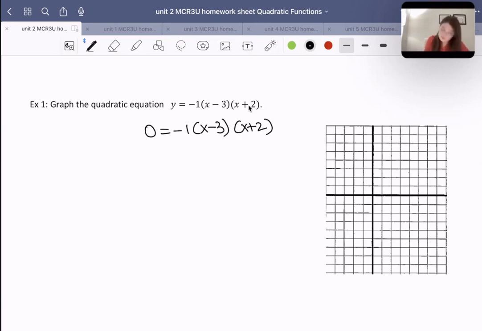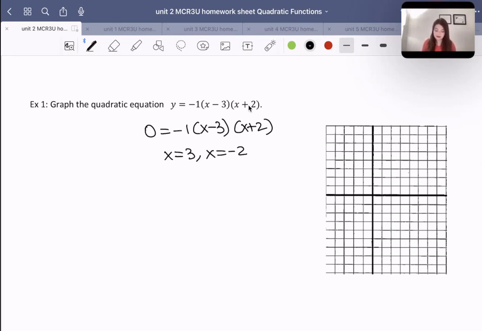And going back to what we learned in the very beginning, what are our two x values? What are our two values that will get this whole thing to be 0? Right? So x is 3 and x is -2 are the answers. Now, how do we know that?